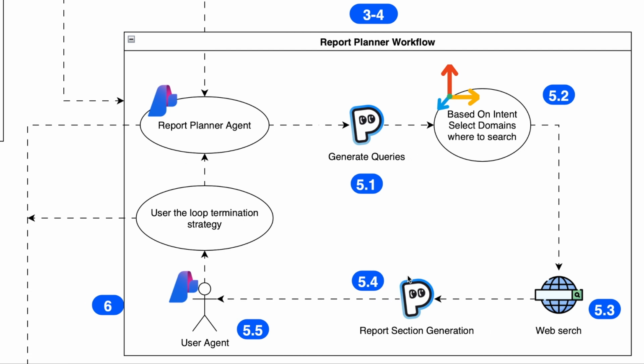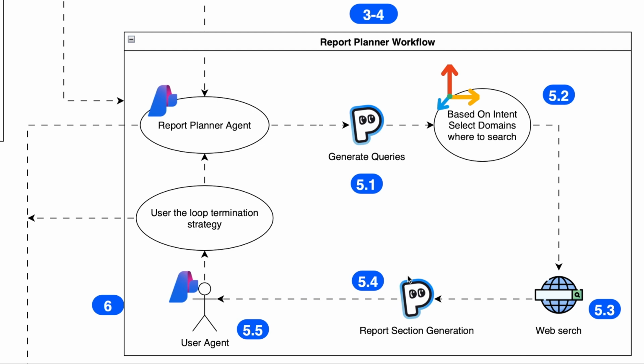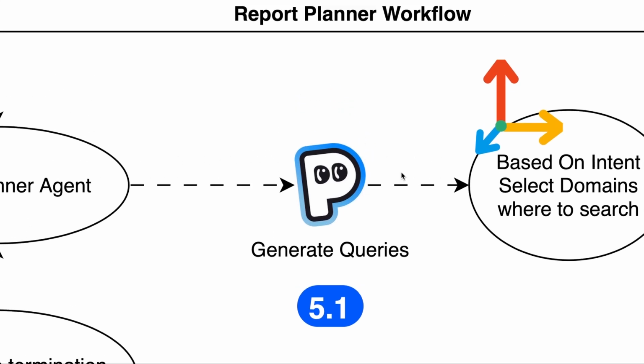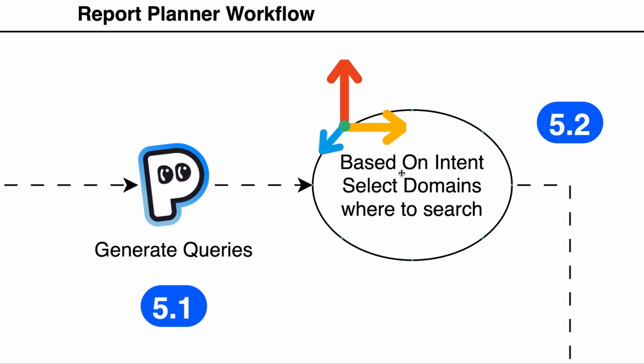A group chat is started that includes both the user agent and the report planner agent. The user agent enables feedback about the work of the agent, in case the report plan should be rewritten or something updated. The report planner agent employs a custom function, the report planner plugin, to generate a set of search queries and determine the appropriate search domain by evaluating the selected intent.